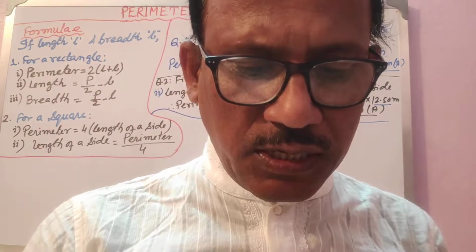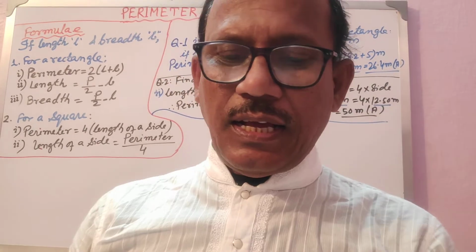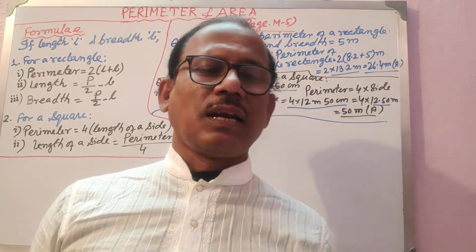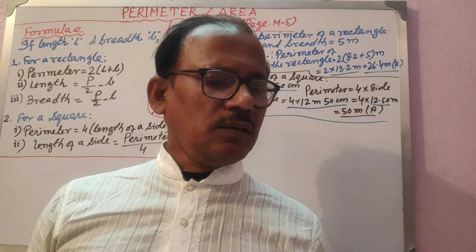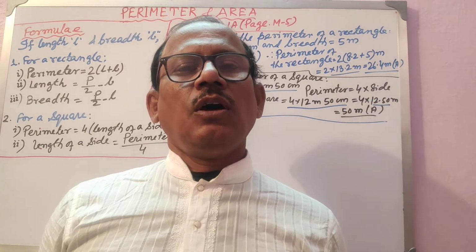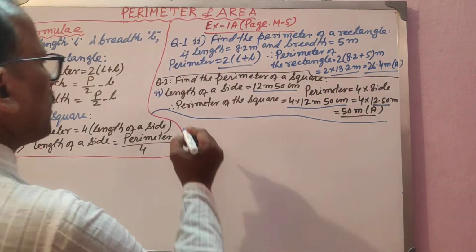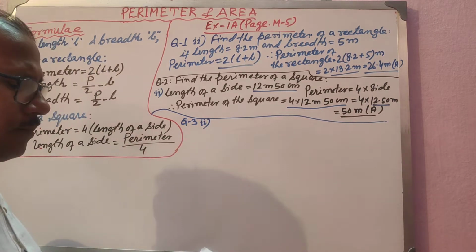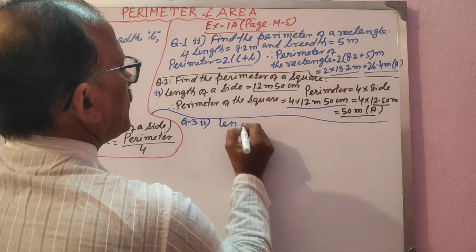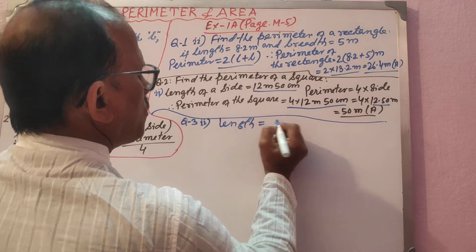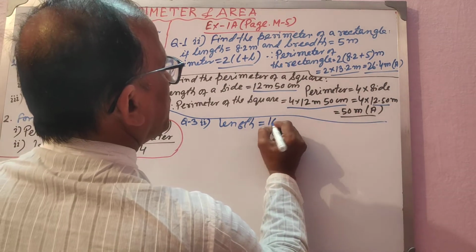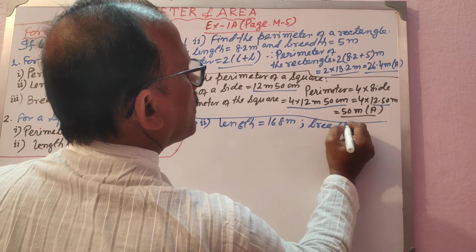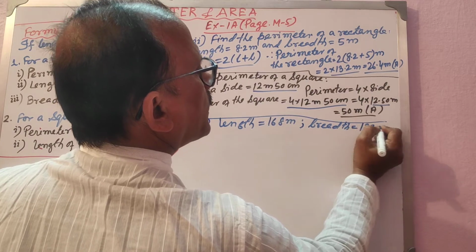Now I will take some sums. I will take question number 3: find the length of the boundary wall of a rectangular ground which is 168 meter long and 132 meter broad. So what is given to you? Length is equal to 168 meter. Breadth is given to you as 132 meter.